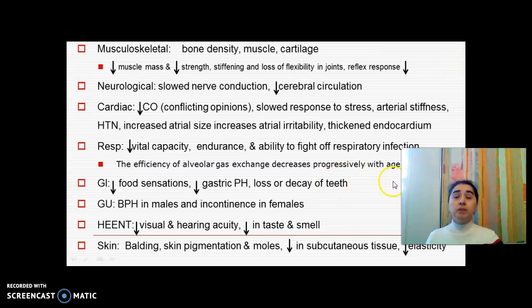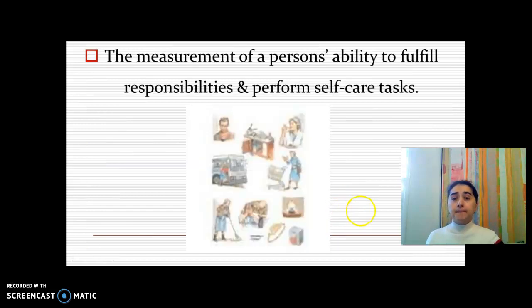And finally, besides cosmetic changes with age, such as changes in pigmentation, balding, with age, human bodies might develop moles, and skin is less resilient, less able to fight the infection, and there is a decrease in elasticity.